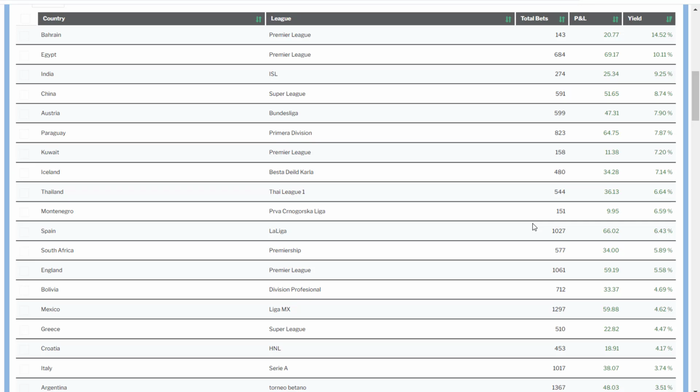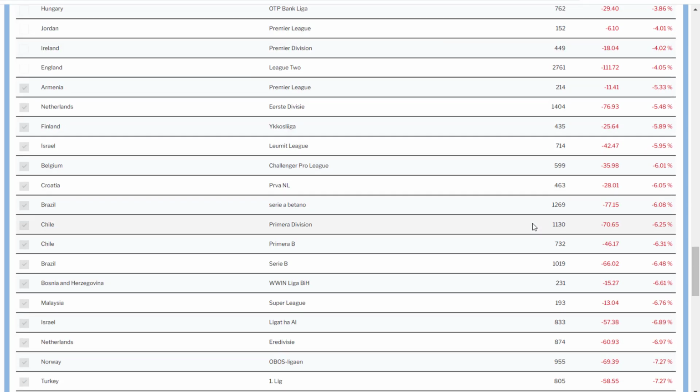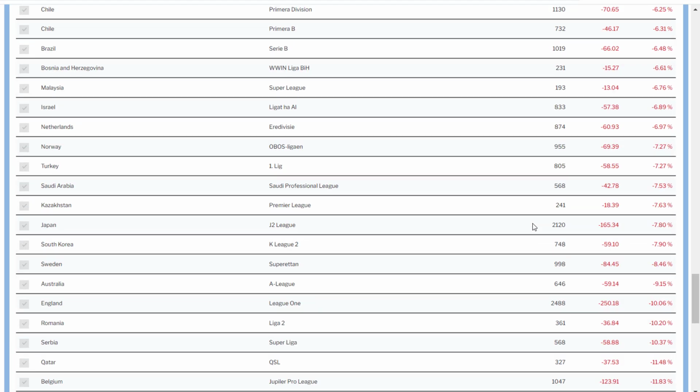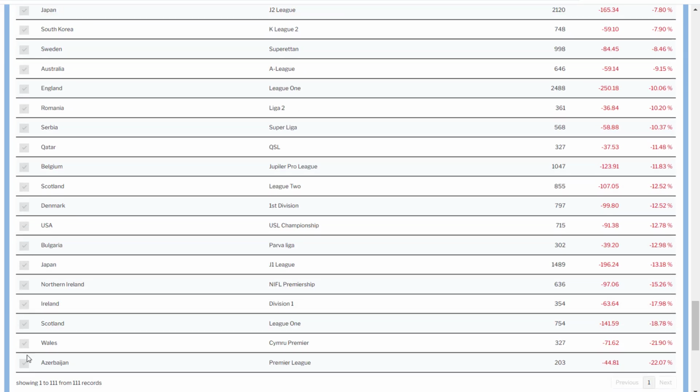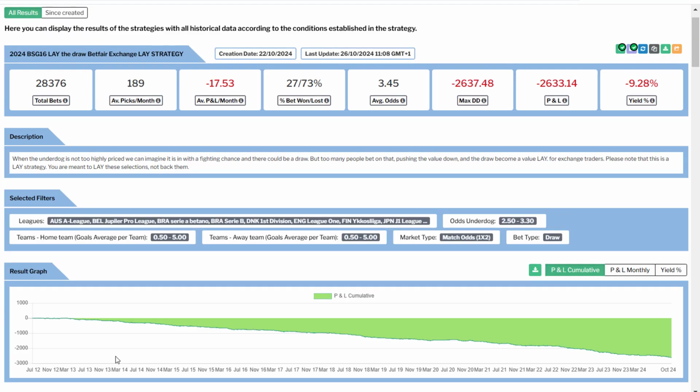And then with the leagues, I've gone down the leagues and only selected those which have a negative yield of -5% or more. So you can see here my cutoff has been here at -5.33% with the Armenian League. All of these leagues are included, and any leagues that have better ROI than that are not included.